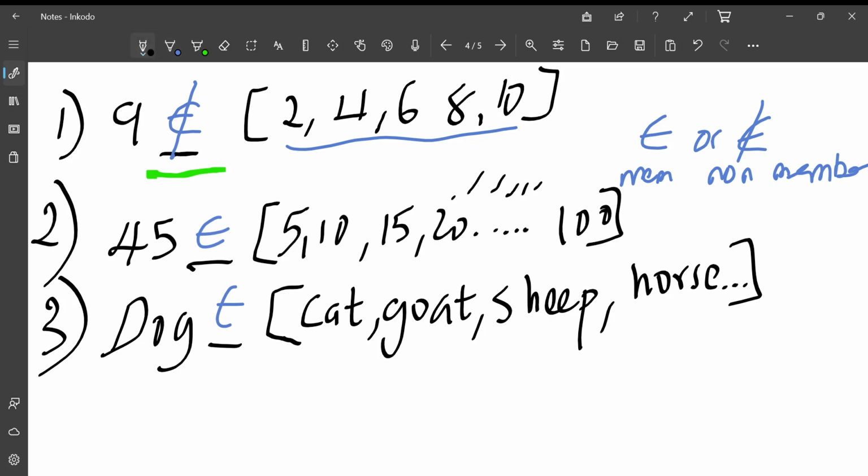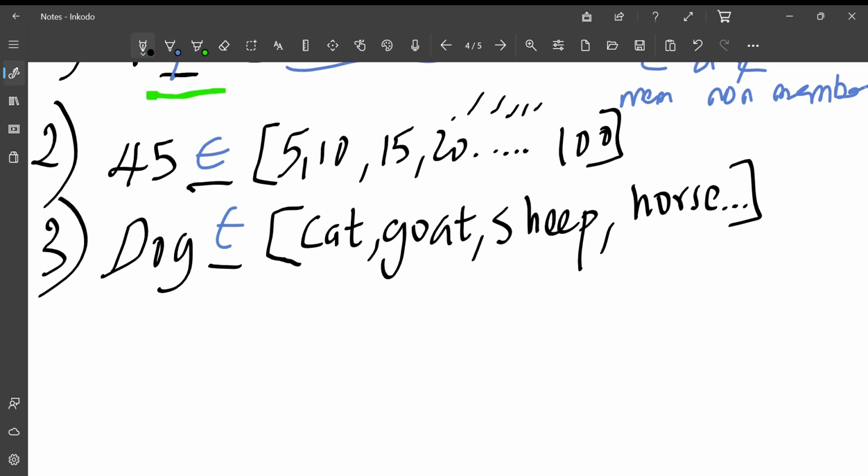I forgot to put the ellipsis. What this ellipsis means is "and so on." So the set is endless. There are more items in the set. Alright, so dog definitely is one of them. So that's how to know if something is a member of the set or not.